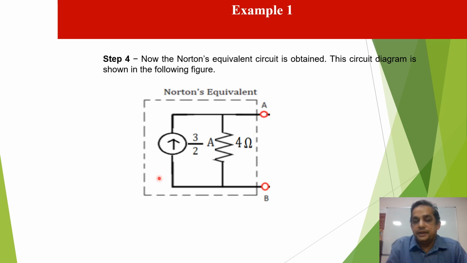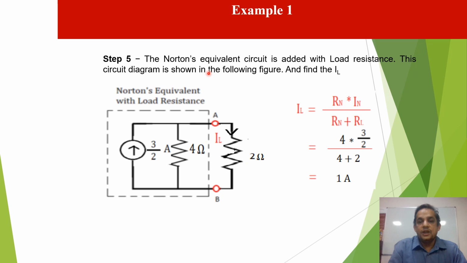Now we find the load current in the load resistance. Now come to the next slide. Here is step 5, the last step. The Norton equivalent circuit is connected with the load resistance. This circuit diagram is shown in the following figure, and we find the IL. Here we reconnect the load resistance which was removed.